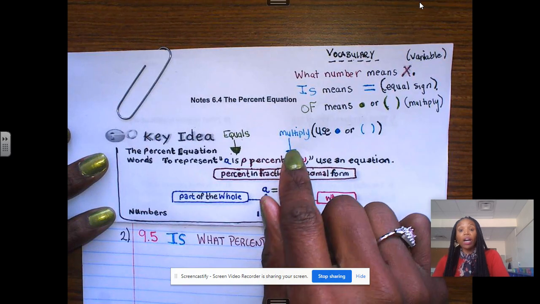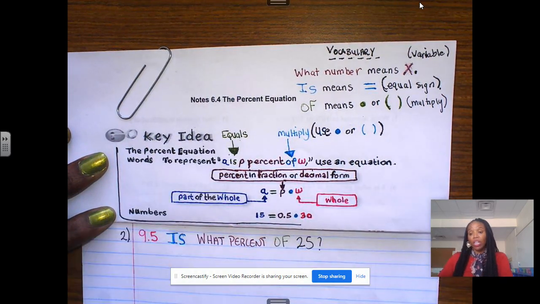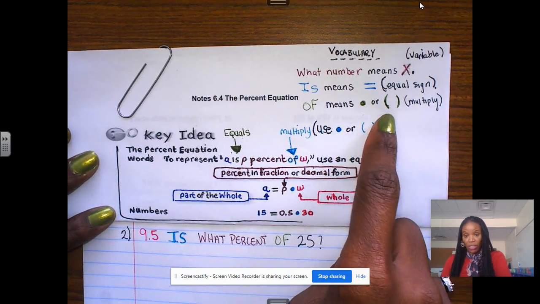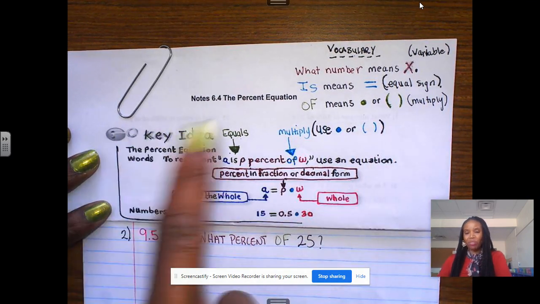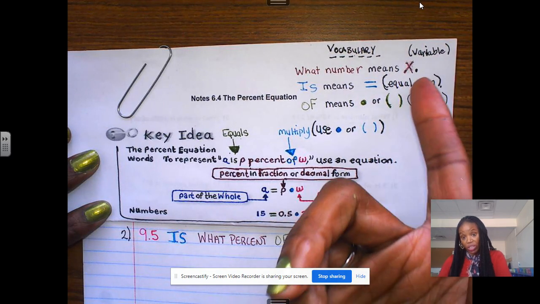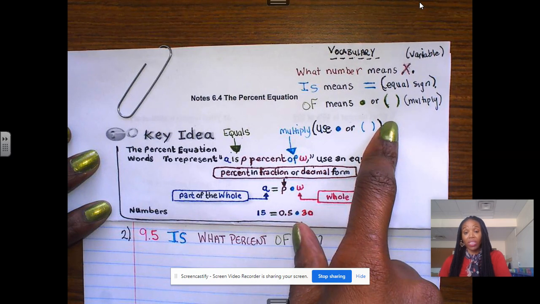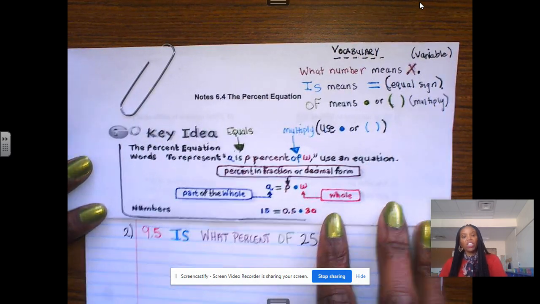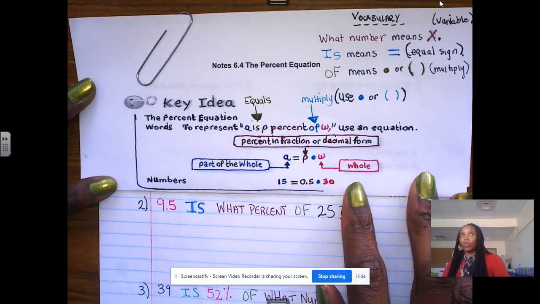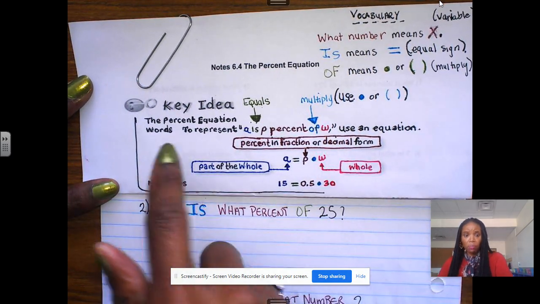Okay. Of means multiply. I've taught you how to use the parentheses to represent multiplication, but in algebra we don't use X because we see it as a variable. So you're either going to be using a point or your parentheses. Okay. So here are some key ideas that will make more sense once I start to solve the problems to get easier.